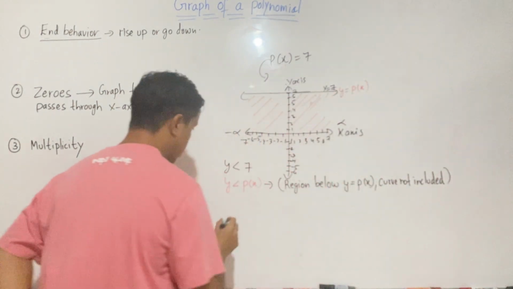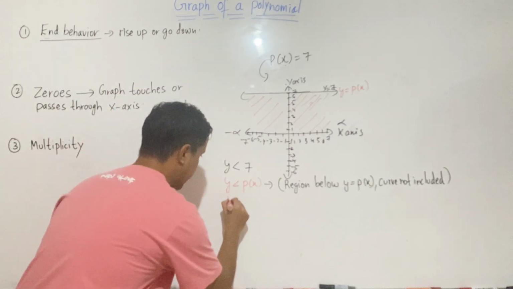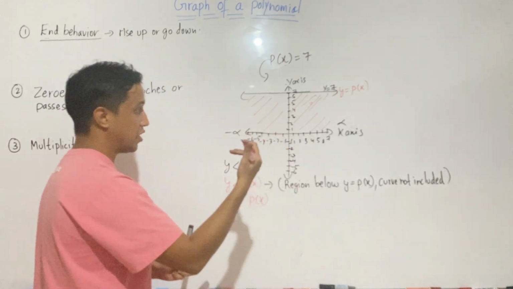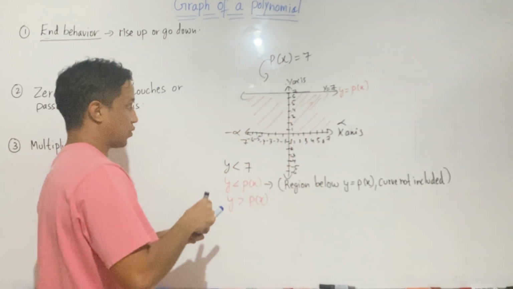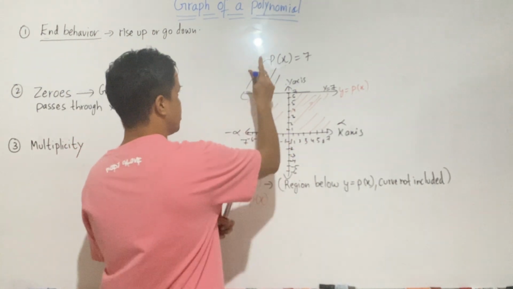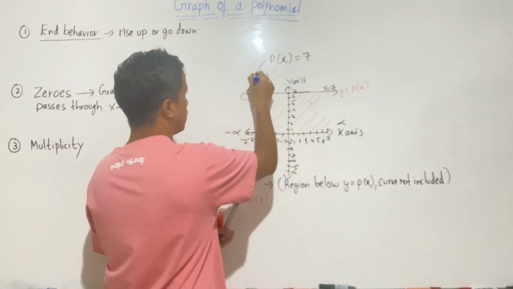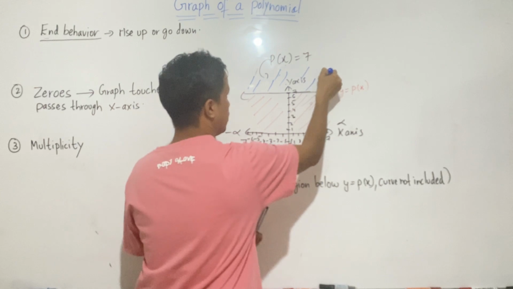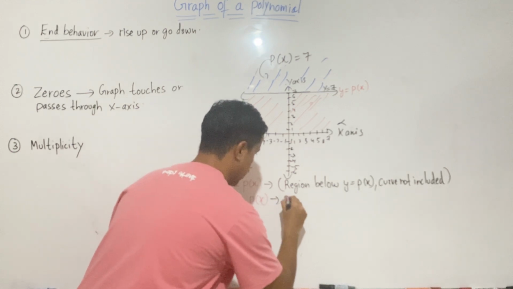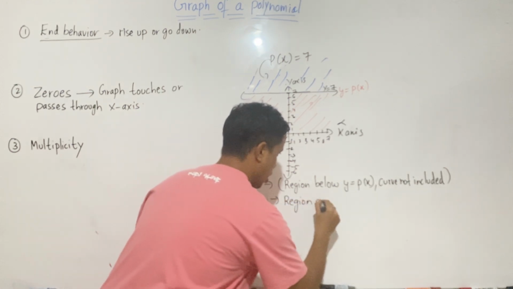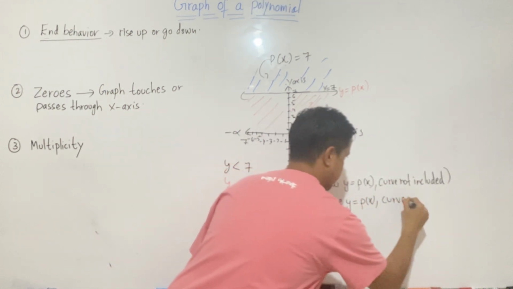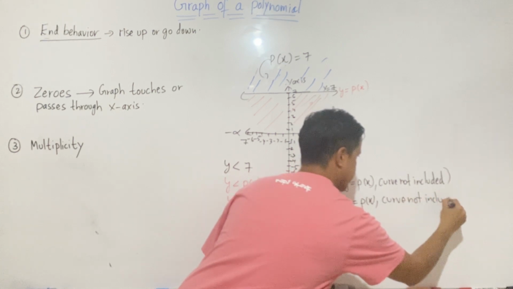Now what is y greater than p(x)? Y greater than p(x) means this area, the region above the curve. Region above y equal to p(x), curve not included.